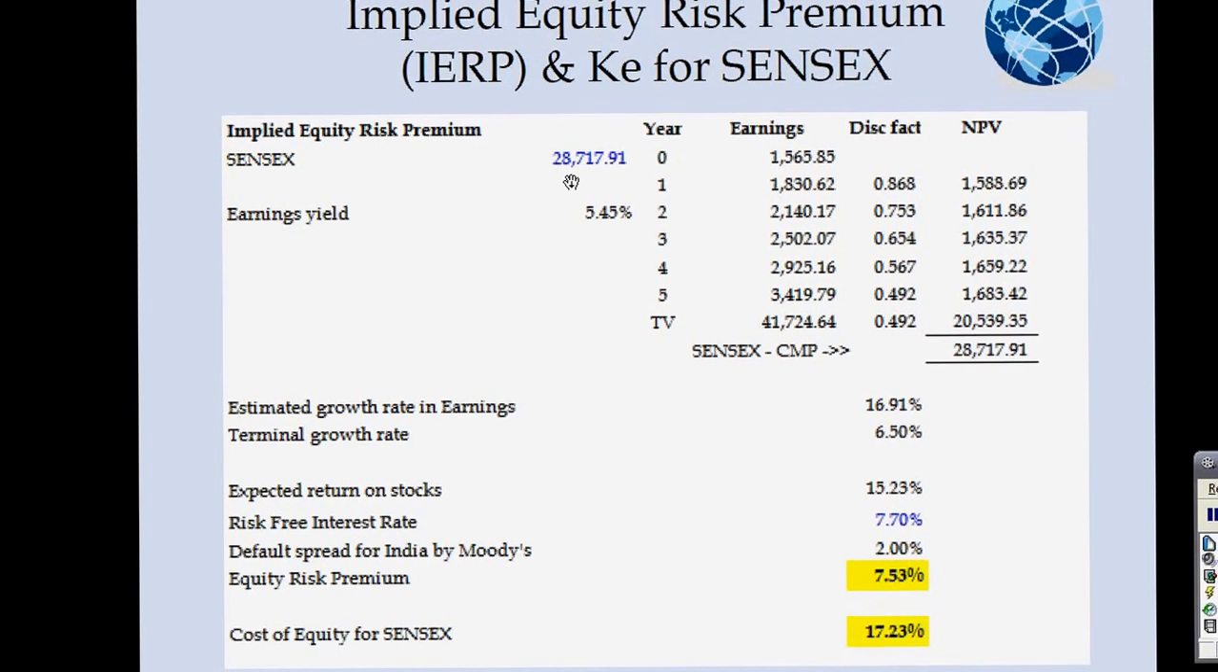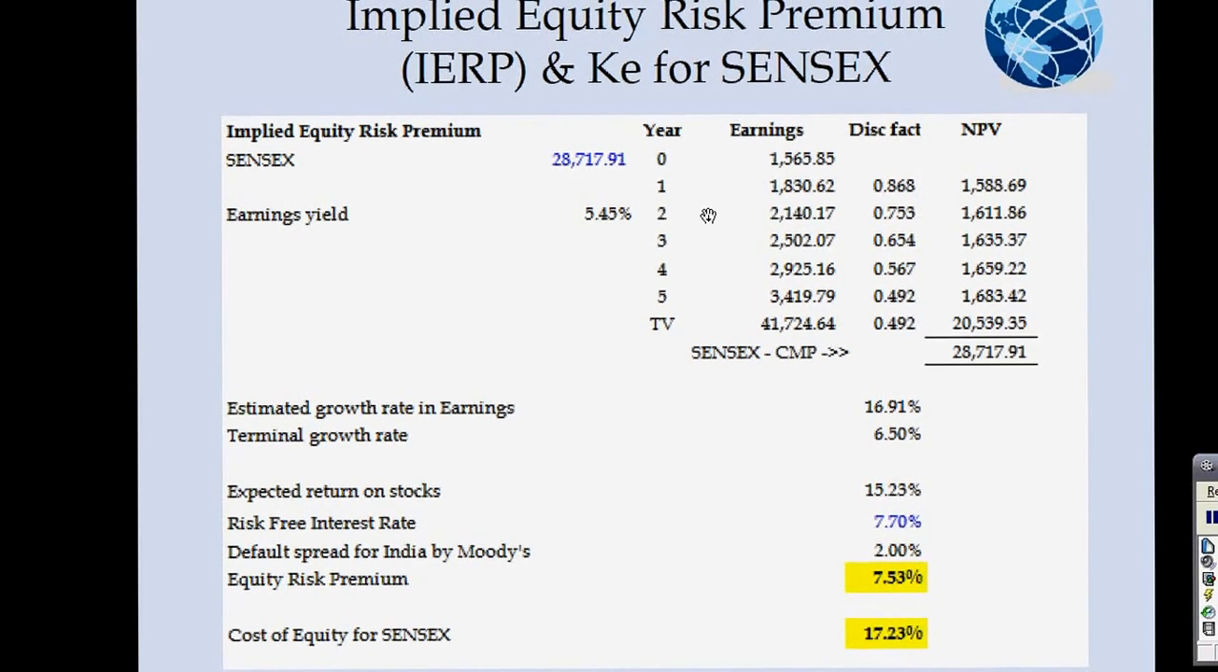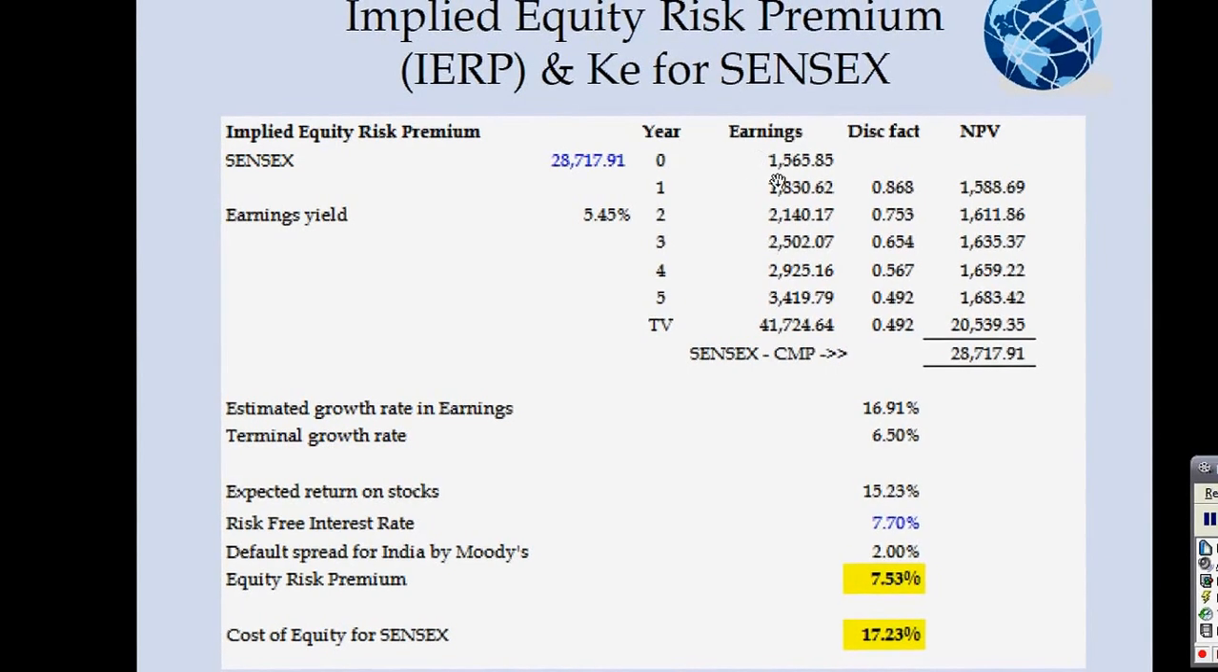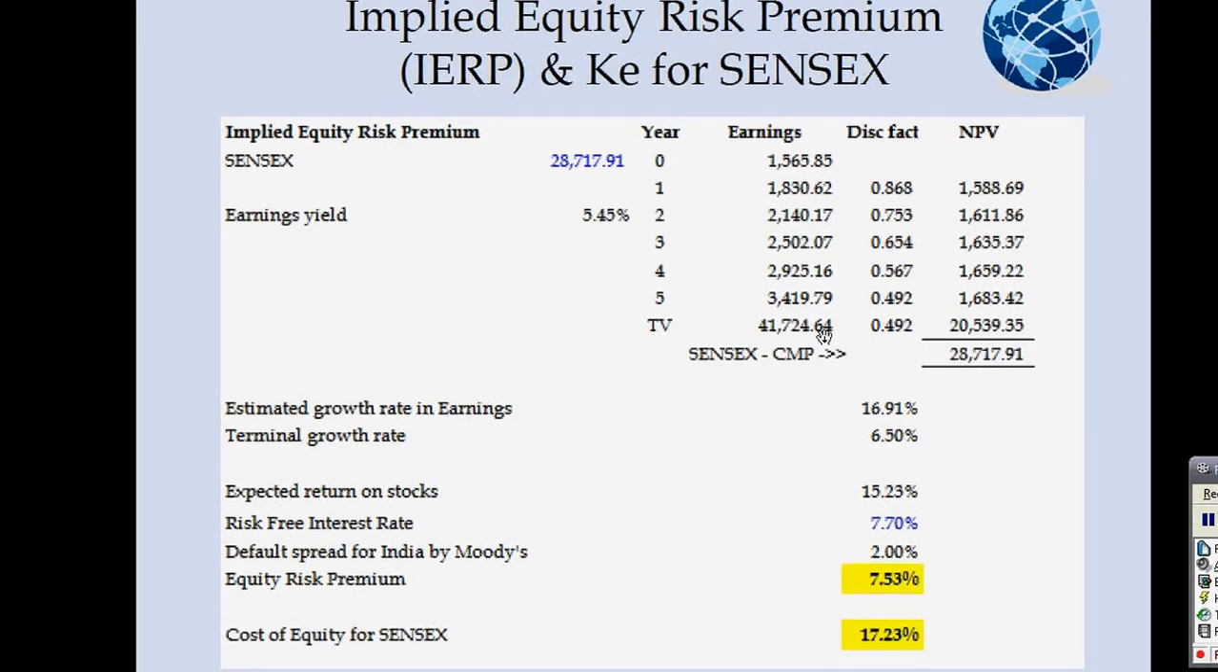This is the current market quote of SENSEX. So we are going to forecast the growth in the earnings of SENSEX over the next 5 years, and also calculate the terminal value of SENSEX using the expected rate of return on stocks. Here, we have calculated this by working backward. Let me explain this first.